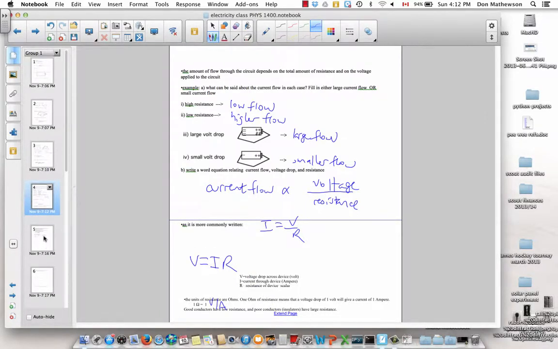Sorry about the skill saw going on in the background. I'm actually recording this at my cabin, and somebody's working on a deck right now.